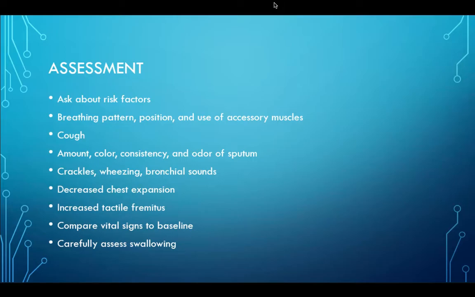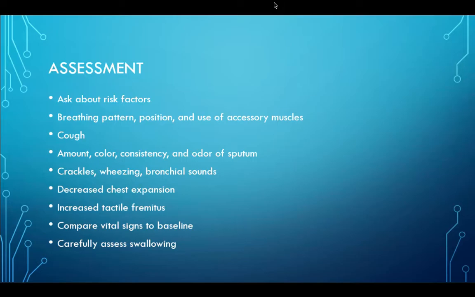We're going to assess their cough and the amount, color, consistency, and the odor of the sputum that might be produced. We might hear crackles. We might hear wheezing. We might hear bronchial breath sounds over areas of density or consolidation. And tactile fremitus might be increased over areas of pneumonia, and percussion might be dull.